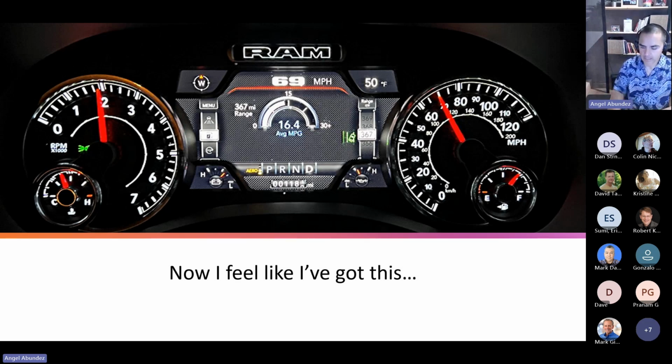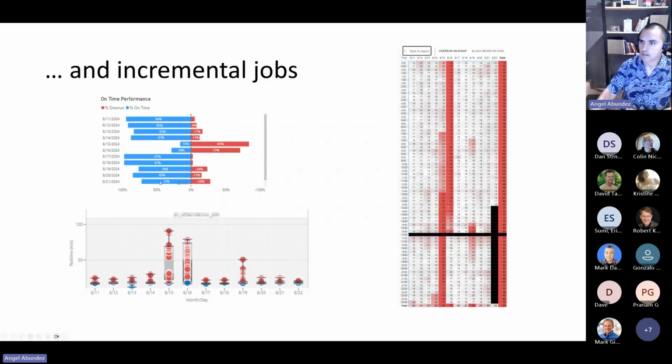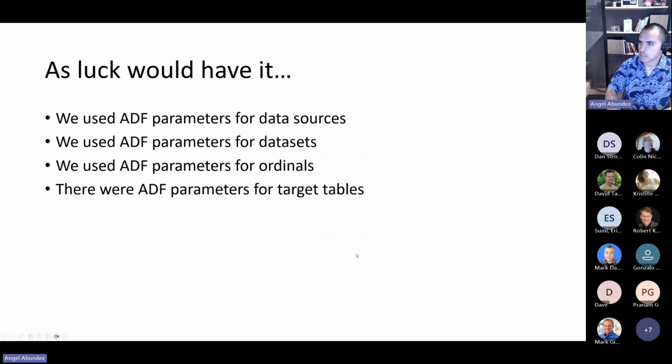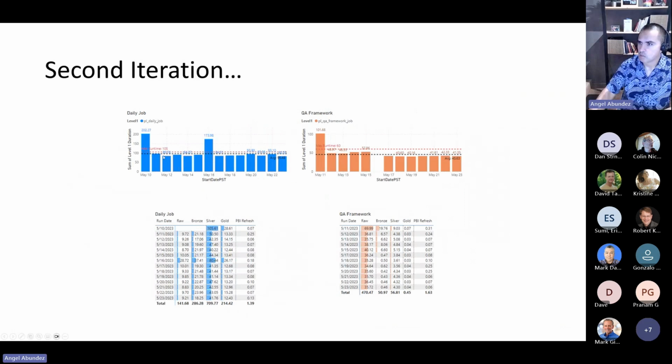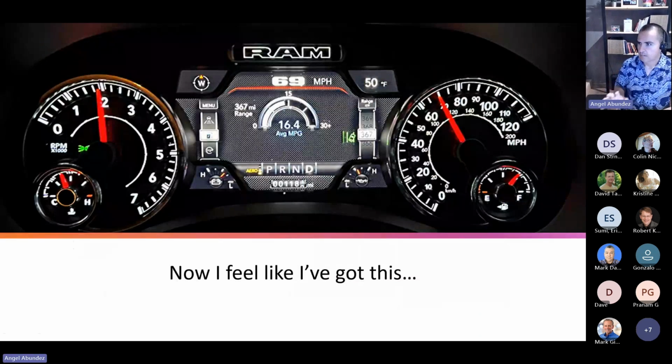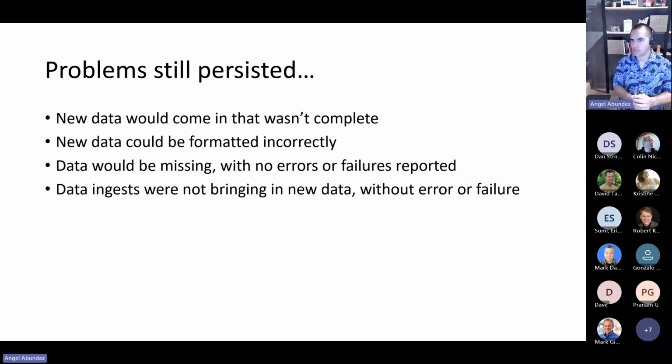In the same vein, I love to see when most of these are at like 97%, or when this heat map is all white, or when all these bars in this chart are underneath that threshold. So I felt like I was sitting in my truck, but we still had problems that would creep in. We had new data that would come in that wasn't complete. We'd have data that wasn't formatted correctly. Data would be missing. Data ingest, we're not bringing in new data, and we wouldn't get notified.